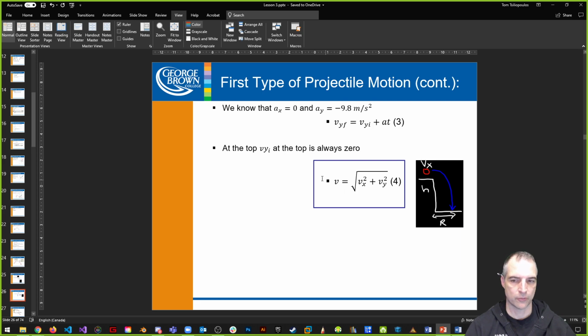We also know that at the top, Vyi is always 0. That means the initial velocity on the y-axis, right? So this way we know that v, or velocity, is the square root of vx squared plus vy squared, right? It actually creates a triangle. Okay, and if you notice what this looks like, it looks like the Pythagorean theorem.